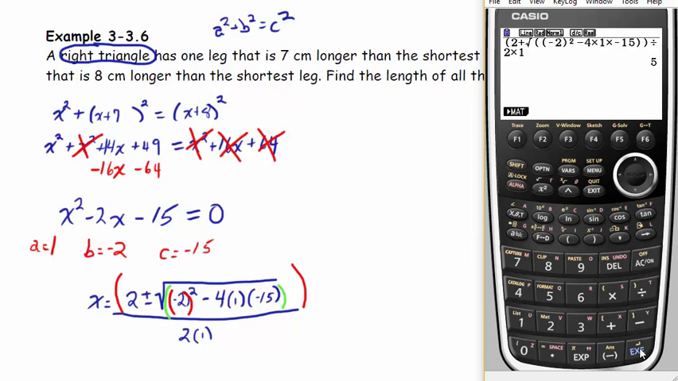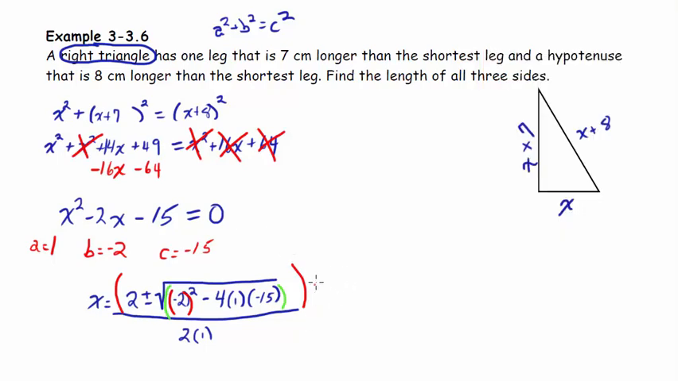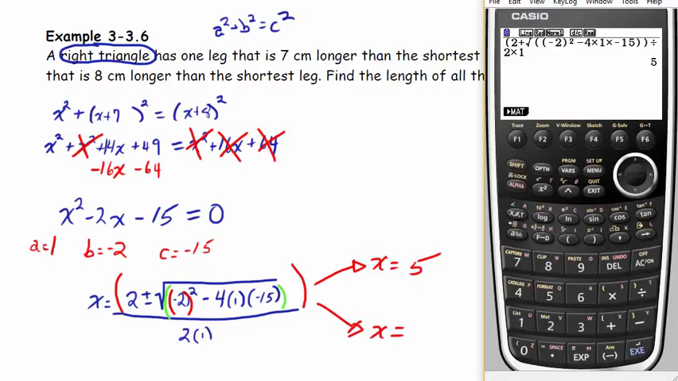Okay, now we get one result of 5, but we can't forget about the 2 minus that radical. So I'm going to, again, open the parentheses for my numerator, 2 minus, square root, open the parentheses for my radical, then open the parentheses again for my -2, quantity squared, minus 4 times 1 times -15, close the parentheses for my radical, close the parentheses for my numerator, divided by 2 times 1, which is just 2. And we get -3.